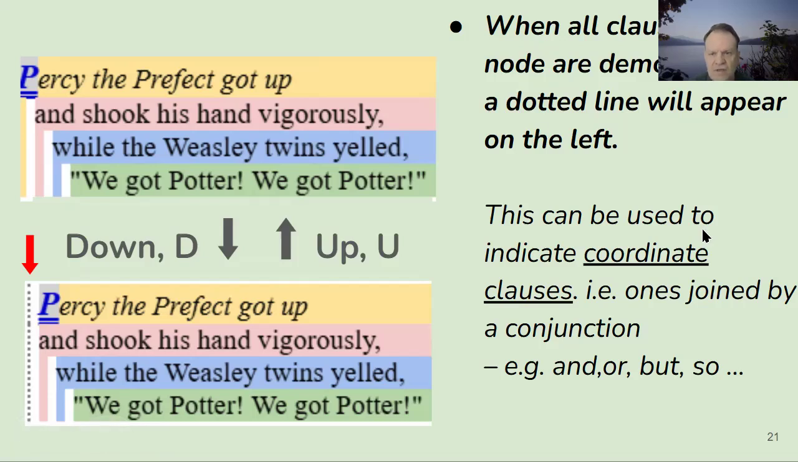This can be used to indicate coordinate clauses, for example in a compound sentence. These two are called coordinate. They are acting at the same time, joined by a conjunction. The conjunction is and, or but, or so. There are others, we'll talk about that later.